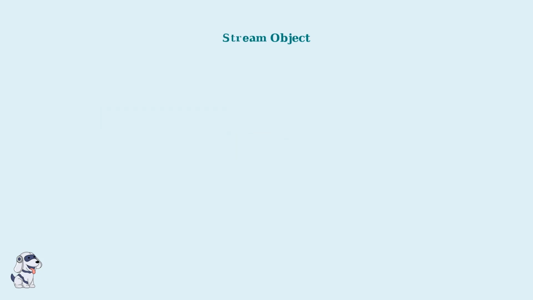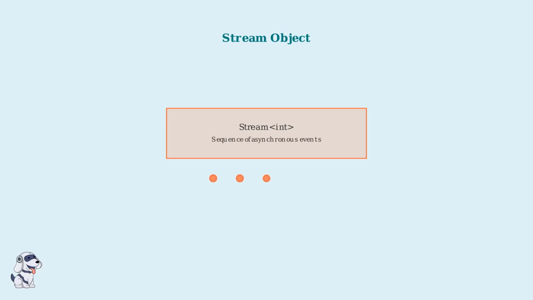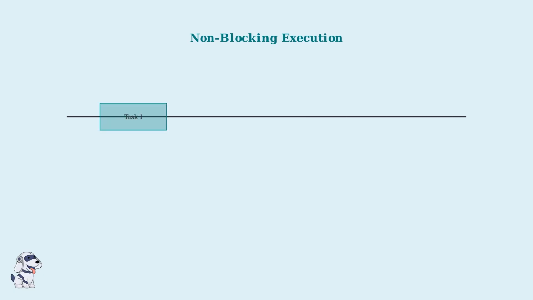Stream objects represent a sequence of asynchronous events. Unlike Future, which provides a single result, Stream can emit multiple values over time, making it perfect for handling continuous data flows. The key advantage of asynchronous programming is non-blocking execution. When you start an asynchronous operation, your program doesn't stop and wait. Instead, it continues running other code while the operation completes in the background.